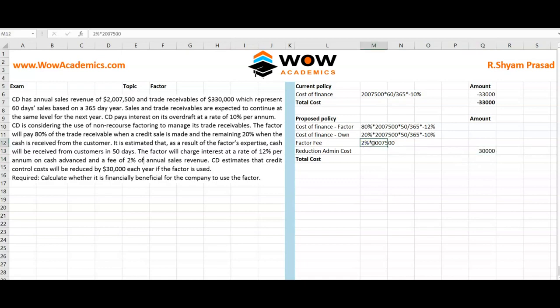So our cost gets reduced, so it's a plus 30,000. Factor fee is a negative number. So if you want, we'll adjust it into -1, so that it gets adjusted as a negative number. So we'll go to the amount column. So here we'll take it as equal.